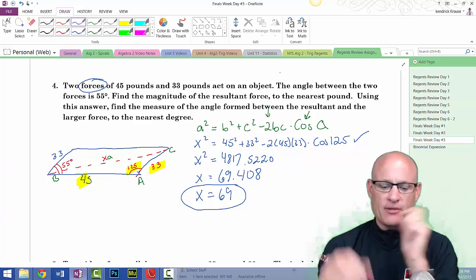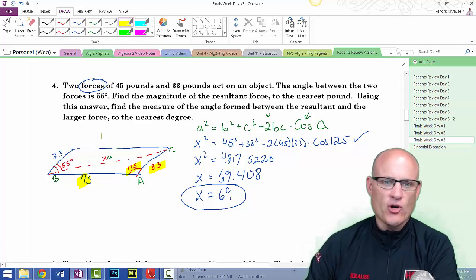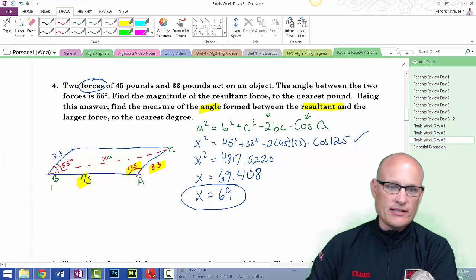You've got to break it up into things that are simple. So I'm going to use my highlighter because highlighting is fun. I want the measure of the angle between the resultant, so I'm just going to highlight that resultant. There's the resultant, and the larger force.